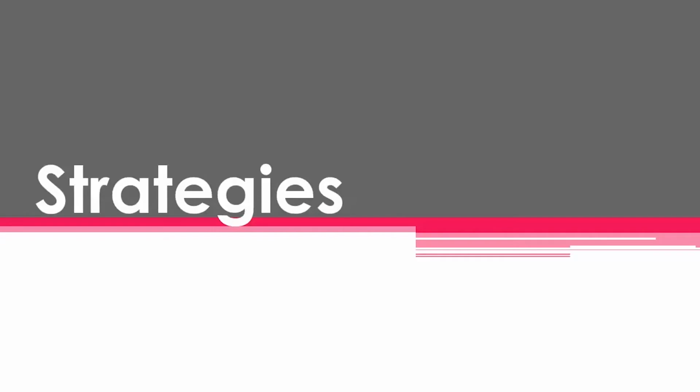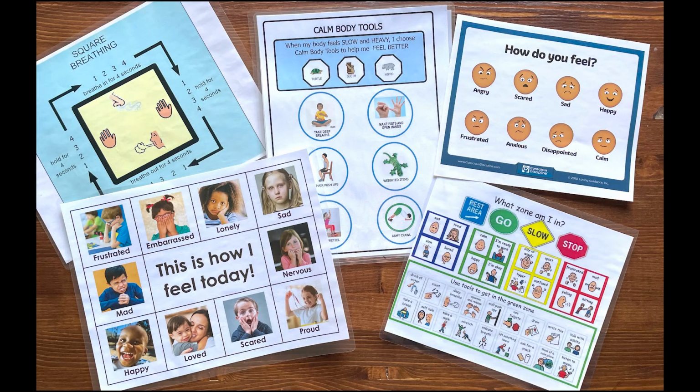Strategies. Now we will discuss strategies with specific examples of how they can be used in your program. Examples of visuals for behavior support include square breathing, emotion cards, calm down tools, and zones of regulation. Zones of Regulation is a pre-created self-regulation program with many resources available for download on the internet. Other examples of pre-created self-regulation programs are the Conscious Discipline Program and the 5-point scale.